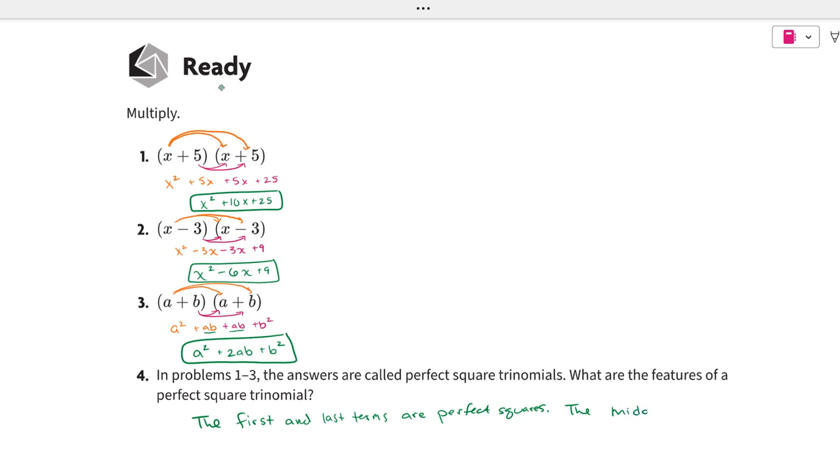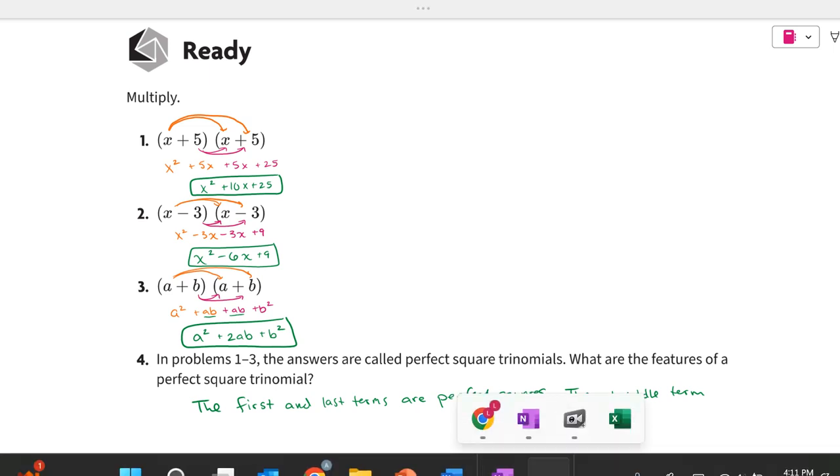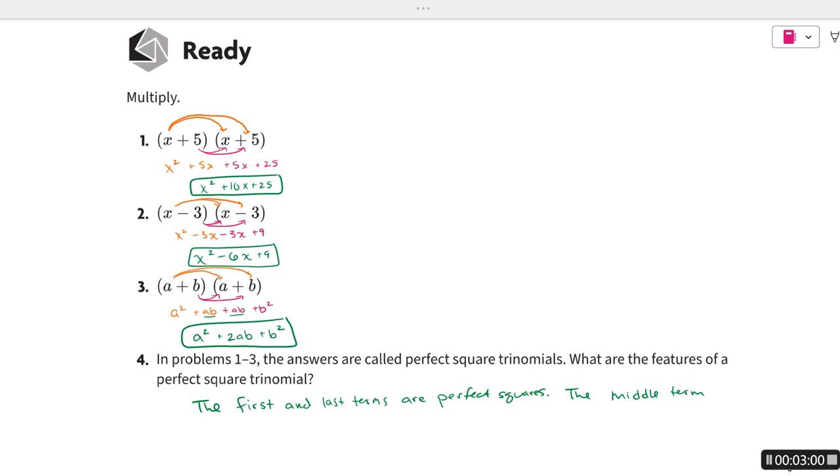And the middle term, now notice that we actually got the same term twice. 5x plus 5x, minus 3x plus minus 3x, ab plus ab. So it is doubled, essentially. So the middle term comes out to itself, but doubled. So let's find a nice way to phrase that. I'll say the middle terms match. So they are doubled when combined.